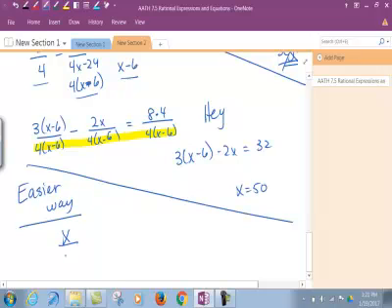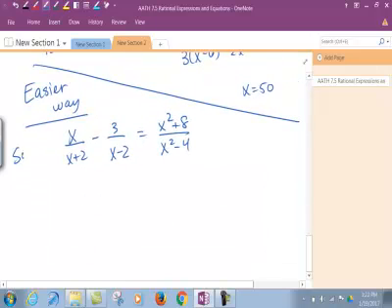Let's say I have x over x plus 2 minus 3 over x minus 2, and that's equal to x squared plus 8 over x squared minus 4. Okay, and our job is to solve this one. So we start out like we did before. We find the factored forms of all the denominators, and we say the common denominator is x plus 2, x minus 2. What we don't do is change these so that they have the same denominator.